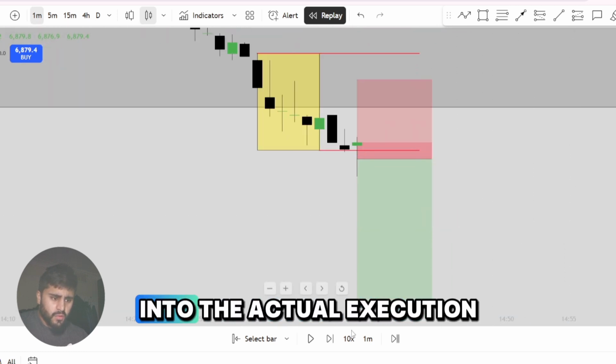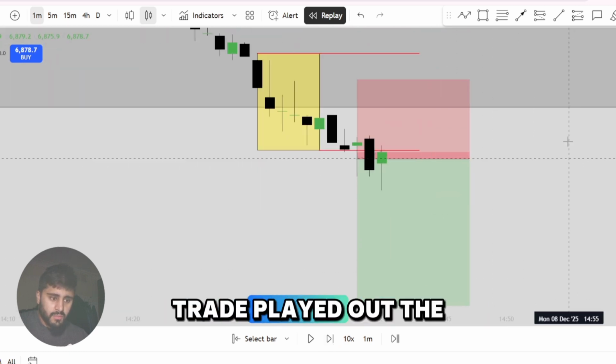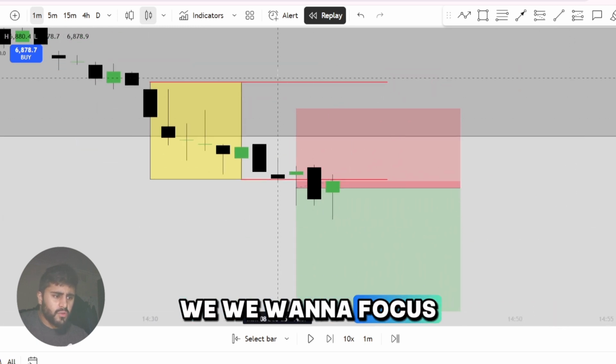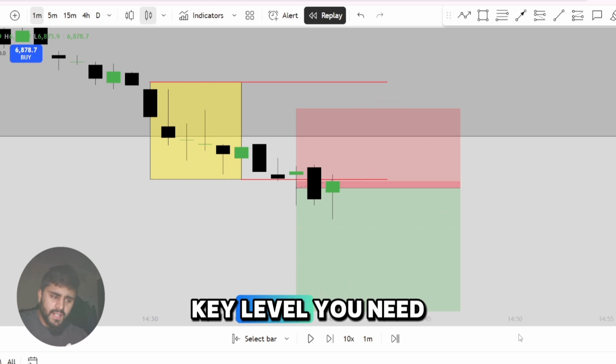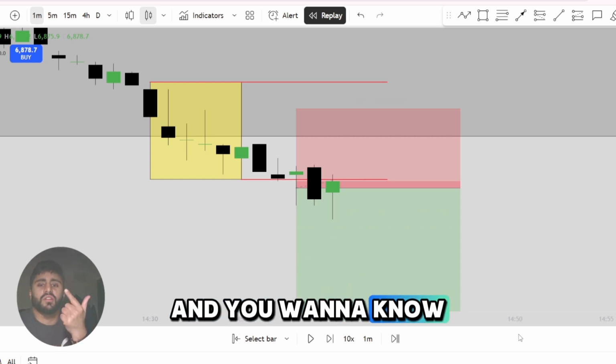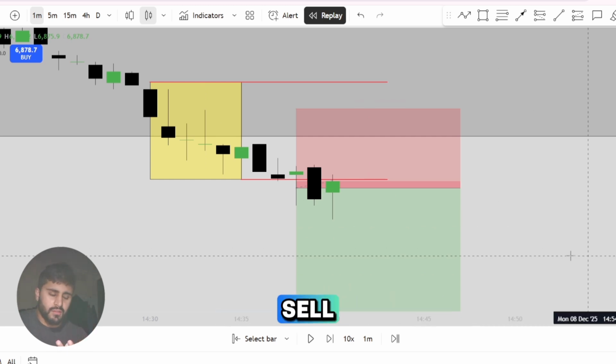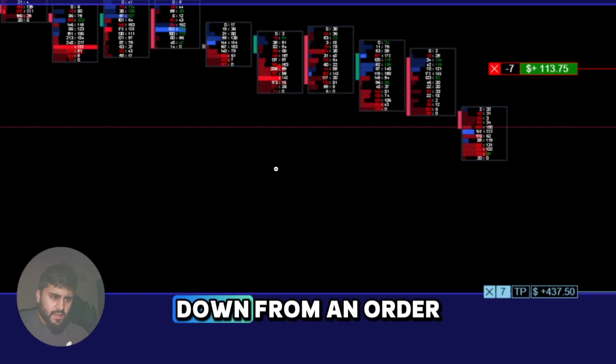So before we go into the actual execution as to why this trade played out the way it did, we want to focus on what was going on inside of the key level. And this is what makes a trade, right? So you need a key level, you need to look at buyers and sellers, and you want to know why to buy or sell. So let's break this down from an order flow perspective.